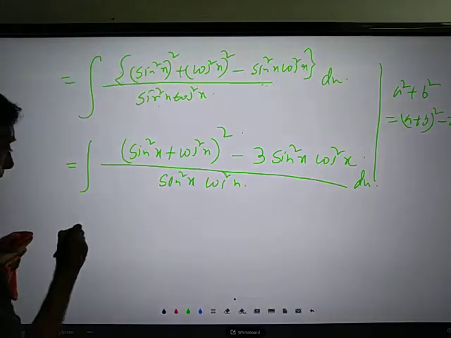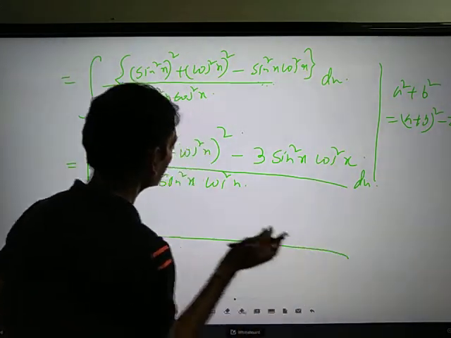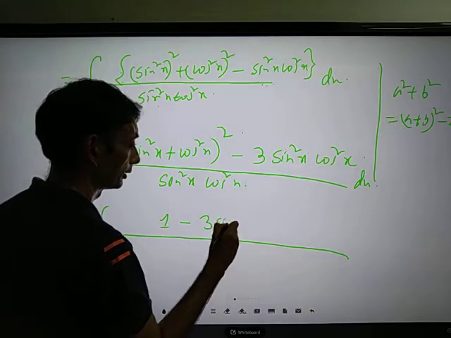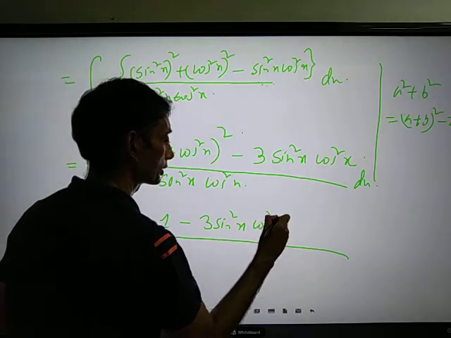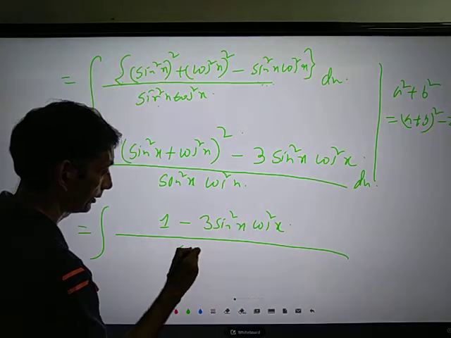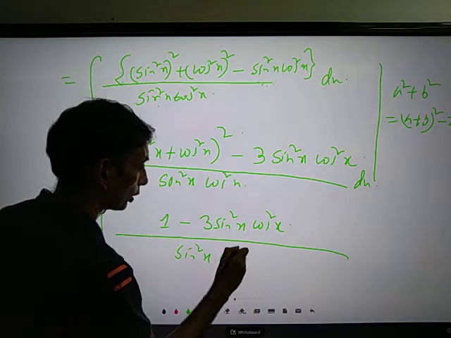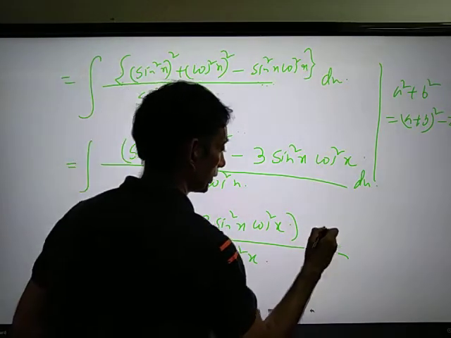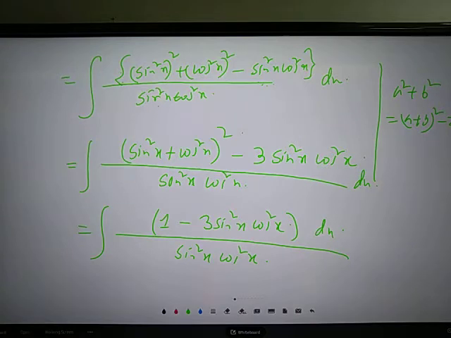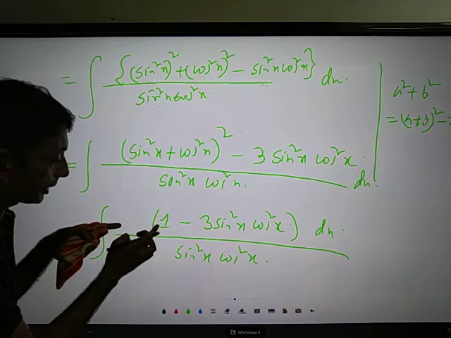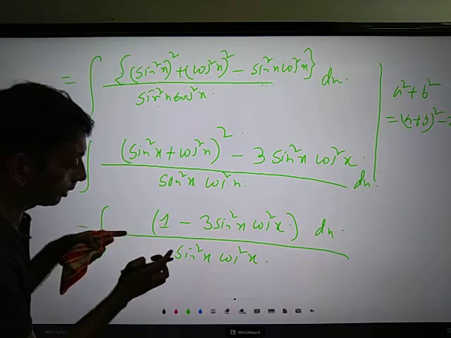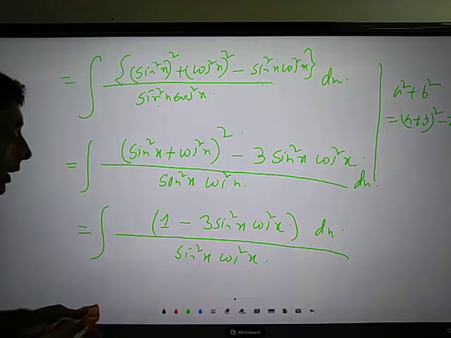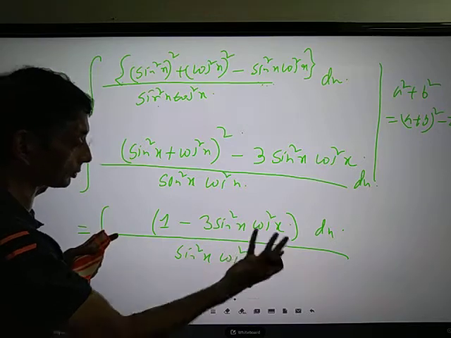Done. And what are the next steps? So 1 square is 1, and minus 3 sin square x cos square x into dx. Now we'll be dividing 1 by sin square x into cos square x, which will be similar to question 1, and we'll divide into 2 integrals.